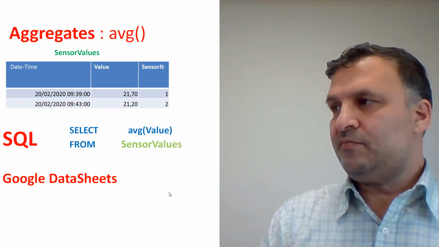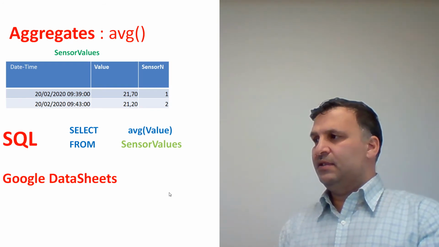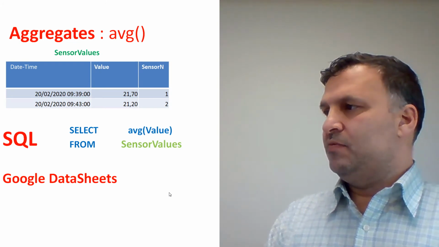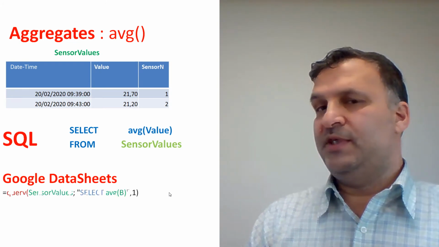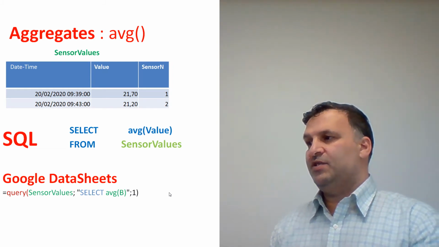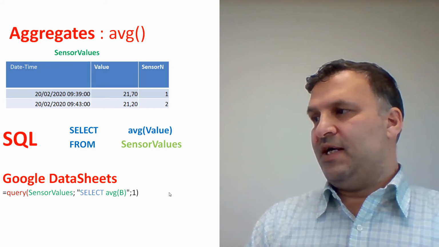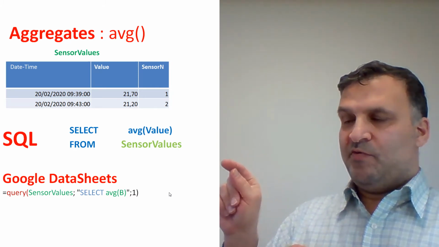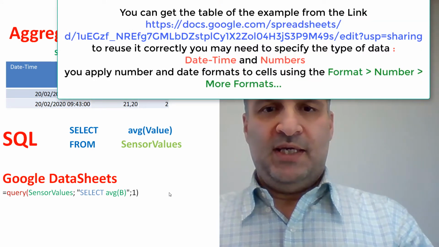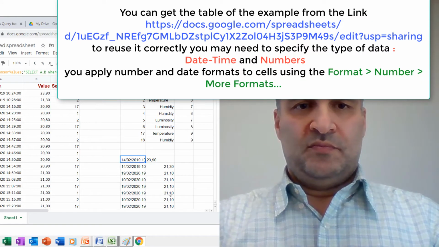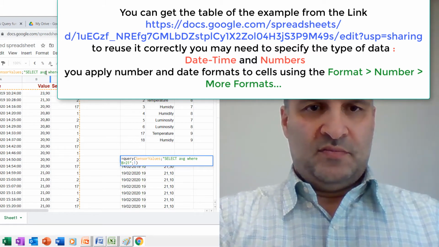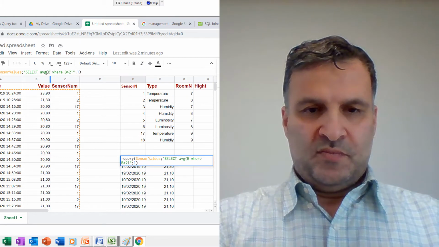Average, we can calculate the mean. It is very easy. We can precise average value from sensors. The corresponding command on Google Sheets is query sensor values select average B. So we only pay attention to the name of the column. We will apply it. Here I would say AVG B only.